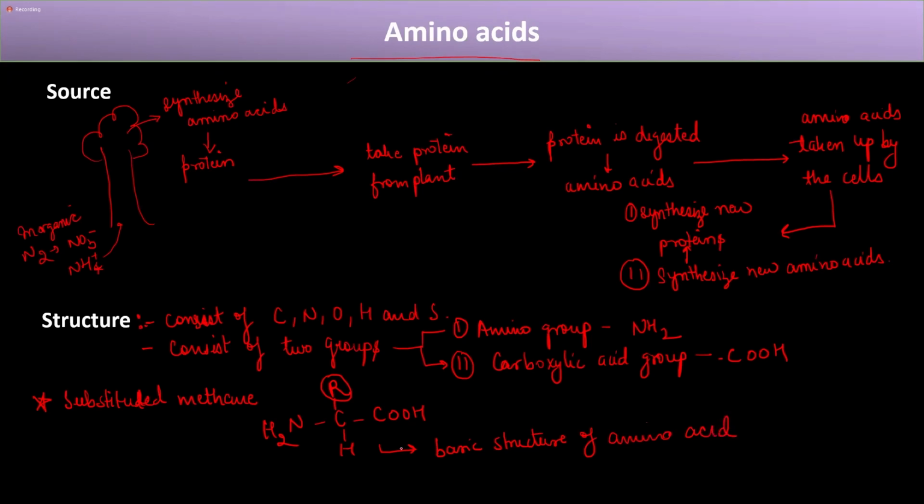Okay. In this amino acid, you can see that this NH2 and COOH group is present, one hydrogen is present, and there is one R group. And this R group varies from one amino acid to another. So if we write about the R group, we can say that this R group is different in different amino acids. So on the basis of this R group, there are different amino acids.